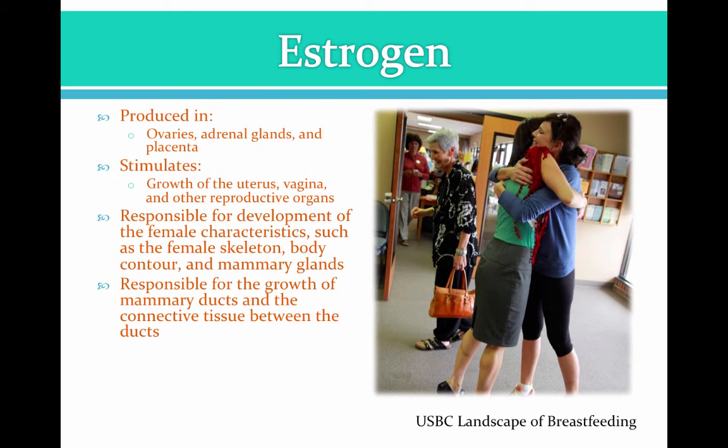Estrogen is a hormone that is produced in the ovaries, adrenal glands, and the placenta. Estrogen stimulates the growth of the uterus, vagina, and other reproductive organs. It's responsible for the development of the female characteristics, such as the female skeleton, the body contour, and mammary glands. It's also responsible for the growth of mammary ducts and the connective tissue between the ducts.